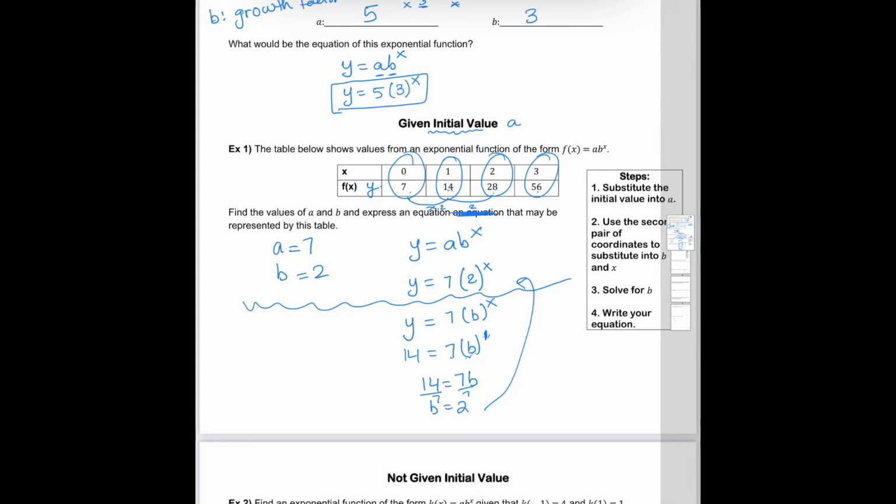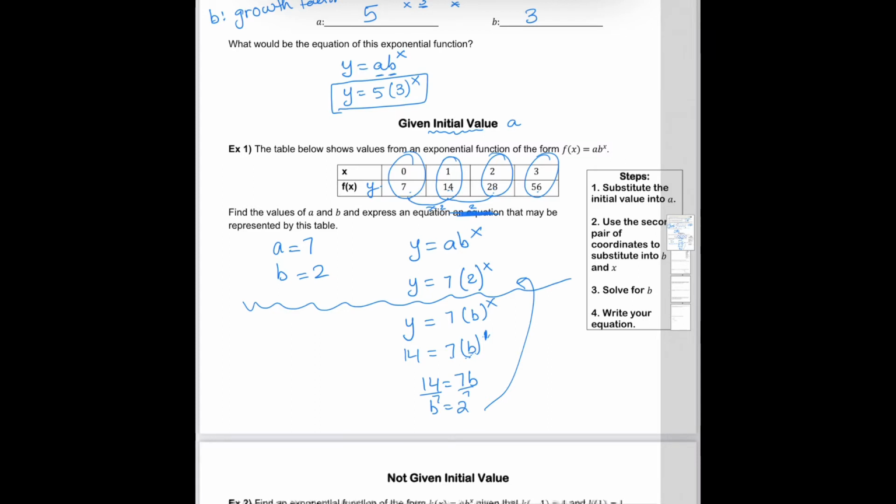I did end up with the same equation, but what if you couldn't see all the values? They weren't given in order, like they were skipping. Like it was 0, 1, then 5 was given to you. So if you didn't have enough information, this is how you could have found your b when your a was given. And now let's read the steps real quick.